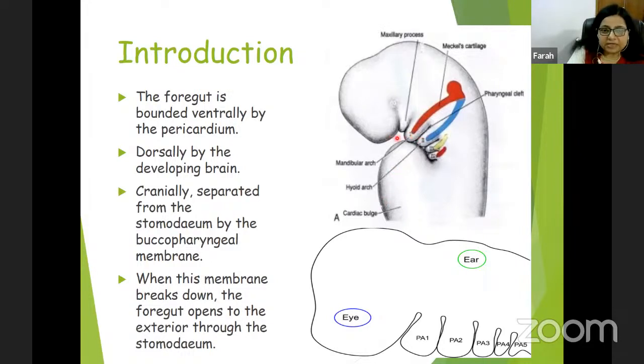Cranially, it is separated from the stomodeum by the buccopharyngeal membrane. When you see the developing gut, basically the foregut, midgut and hindgut, they develop from endoderm. The cranial-most part is separated from the stomodeum by the buccopharyngeal membrane, which dissolves later to form the future mouth. As you can see here, the foregut opens to the exterior through the stomodeum.